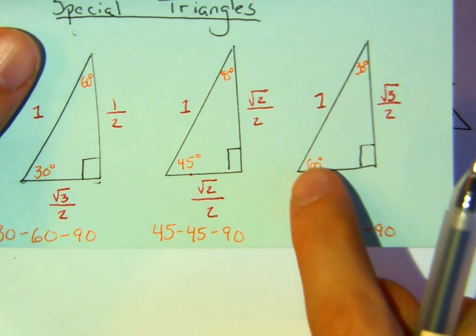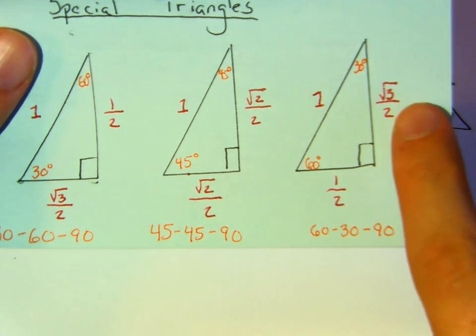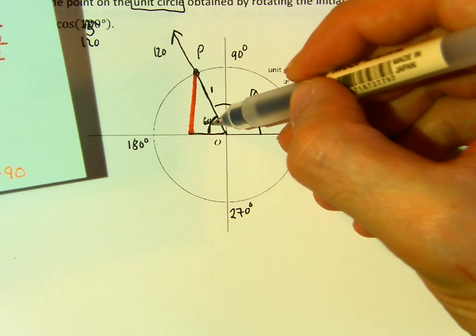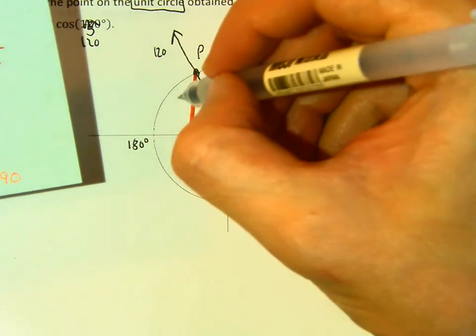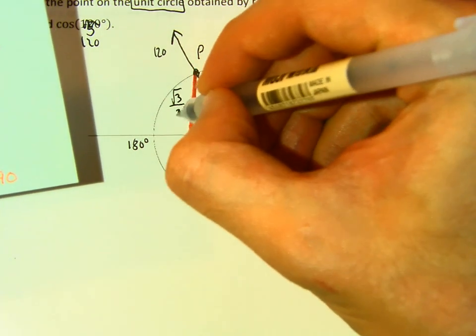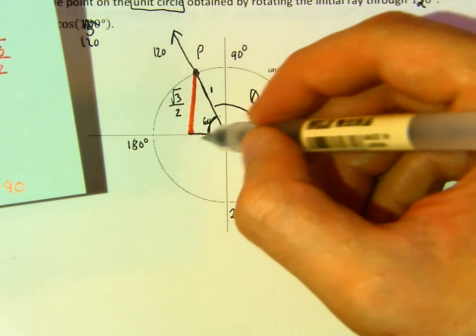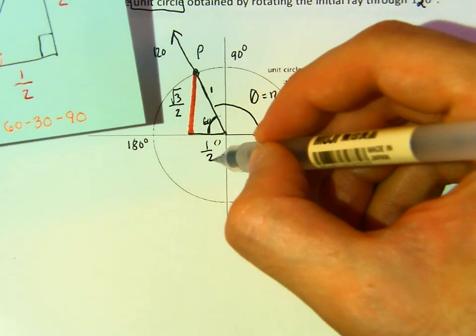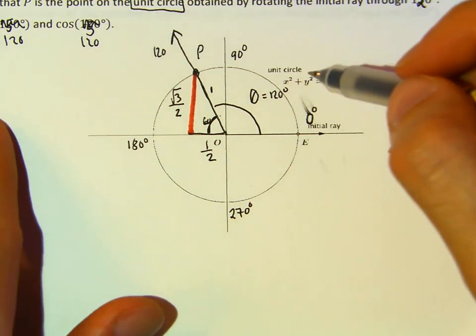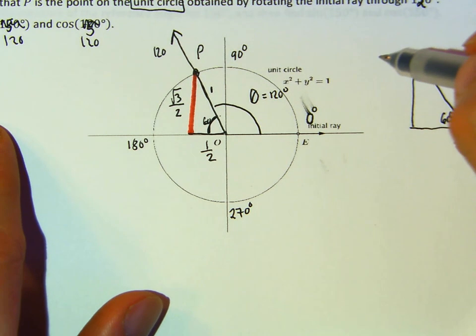Notice what is opposite of the 60? It's square root of 3 over 2. So notice the same idea here. What is opposite of this 60? It is square root of 3 over 2. And what's adjacent? It'll be a half. So then how does this help us actually find what sine of 120 is?